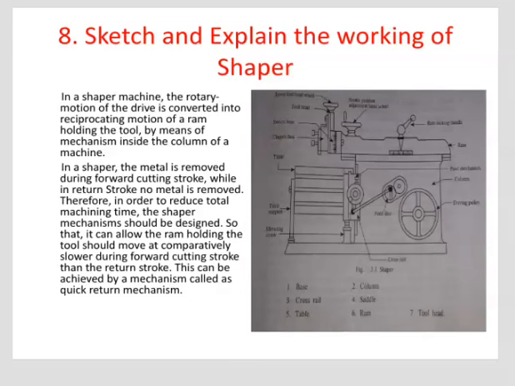In a shaper machine, the rotary motion of the drive is converted into reciprocating motion of a ram holding the tool by means of a mechanism inside the column of the machine.